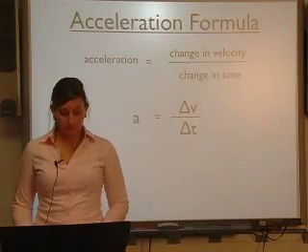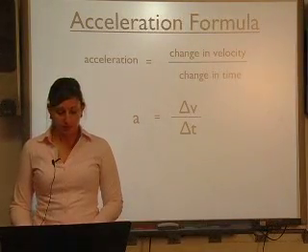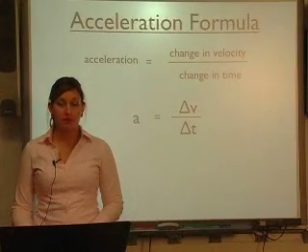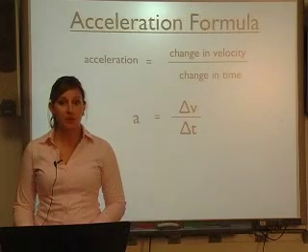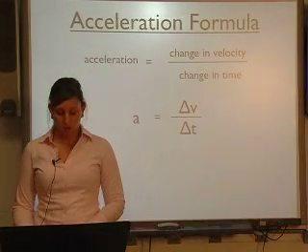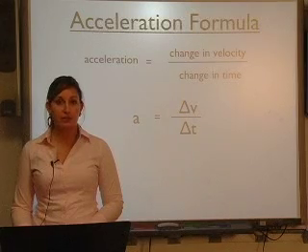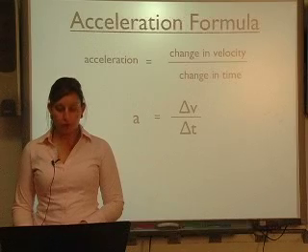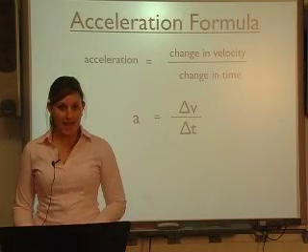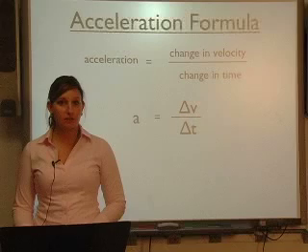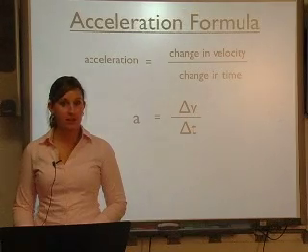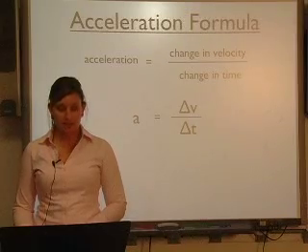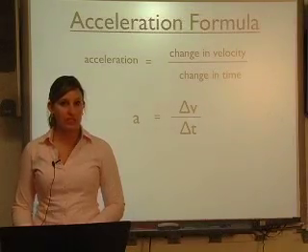Please write this down. Acceleration equals change in velocity divided by change in time. This is the formula for acceleration. If you recall, change is represented by the Greek letter delta, which means change in. So the formula can also be written as A equals delta V divided by delta T. Acceleration equals change in velocity divided by change in time.